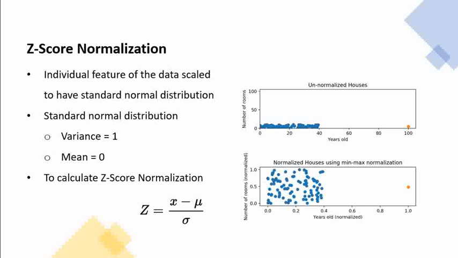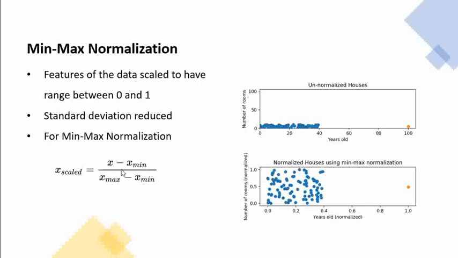Now, what is min-max normalization? So in min-max normalization, we bring the features of the data such that the features always lie in the range of 0 and 1. What happens when you are bringing it to 0 and 1? You don't have too much of data, which basically are called outliers, and you have standard deviation reduced. So this brings it to a known range.